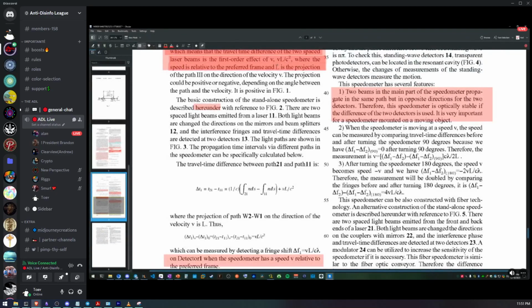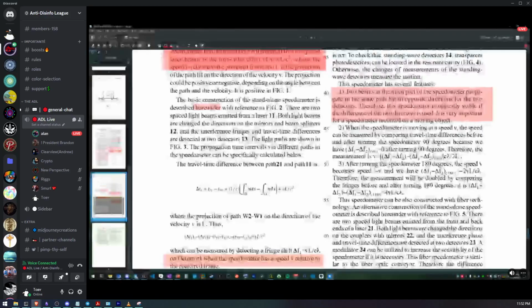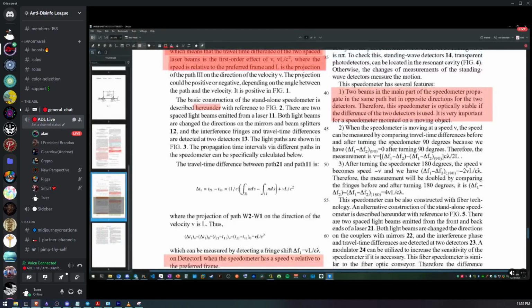I can't remember. Oh, v over c squared was the speed relative to the reference frame. So it has to take 2 readings to get the velocity. It takes one where you're moving, and then you just turn it 90 and it tells you the velocity. It doesn't matter what the orientation is. You just take a reading, turn it 90 from that reading, and then the difference between the phases gives you the velocity.